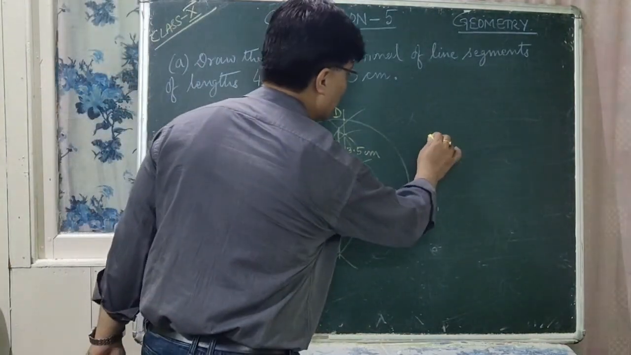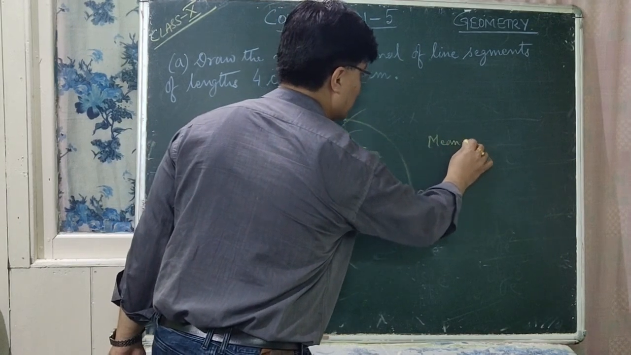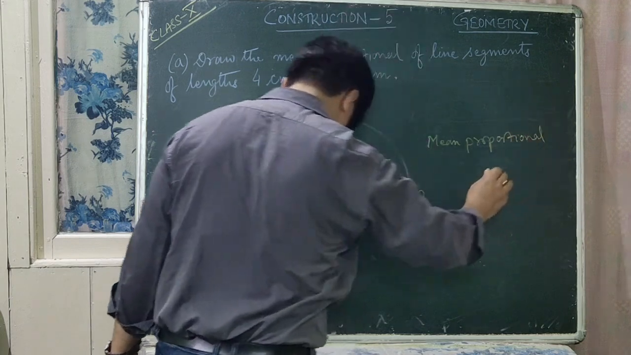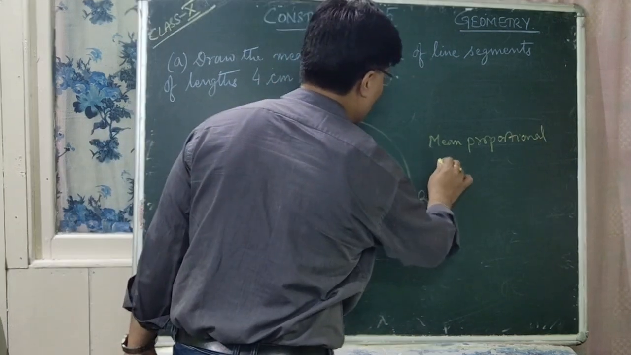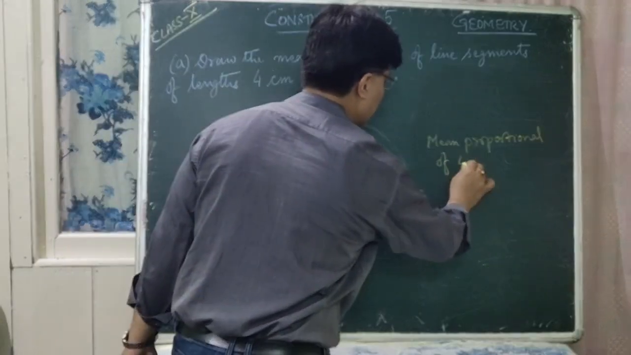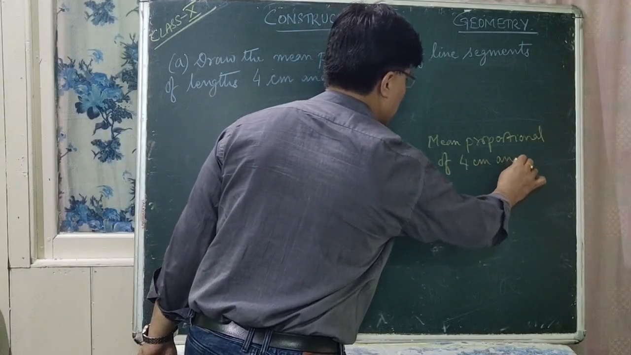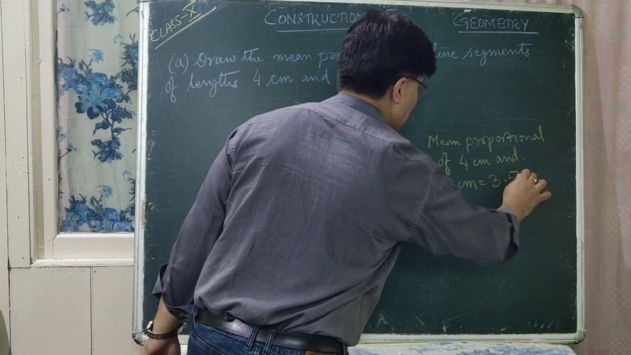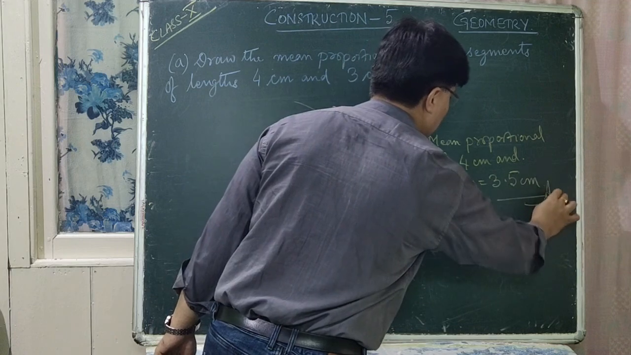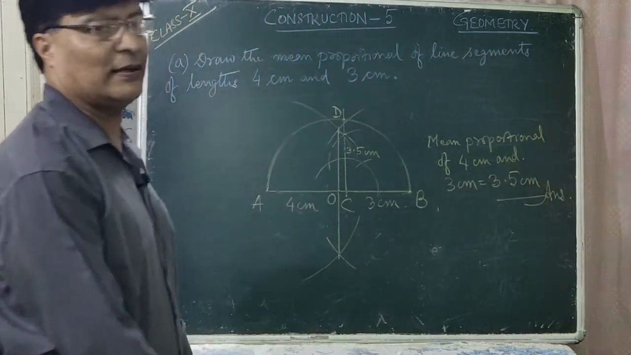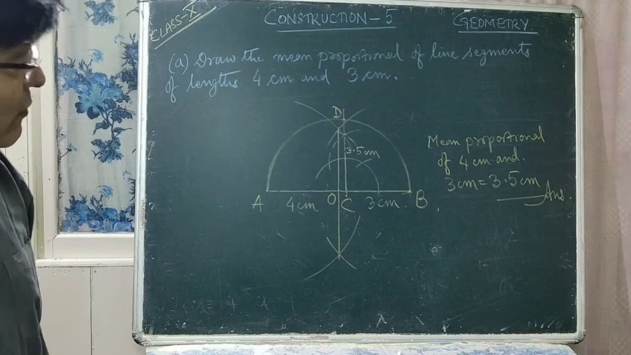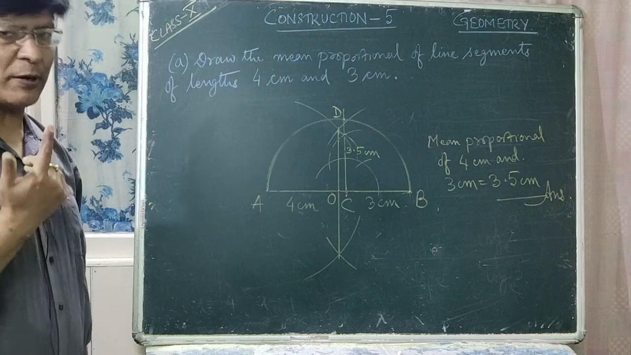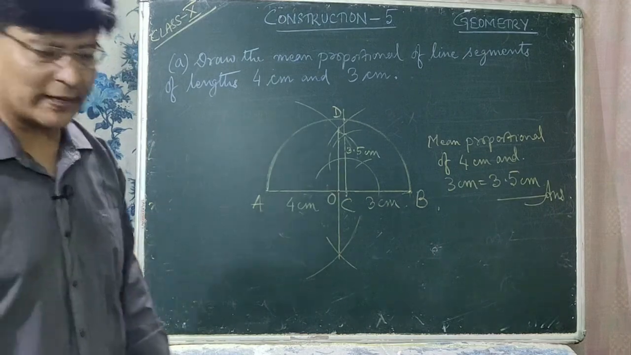So you have to write down the answer as mean proportional of 4 centimeter and 3 centimeter is equal to, what is the answer here? It is 3.5 centimeter. So this is your final answer. So I think you have understood it. Okay, so now we'll do the next question. Same problem we'll do, but of different lengths, right?